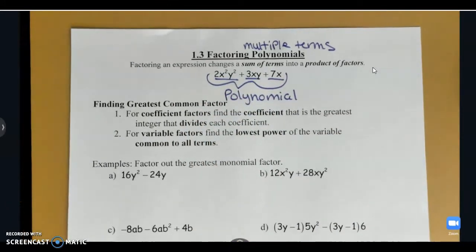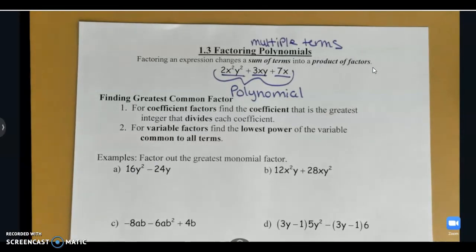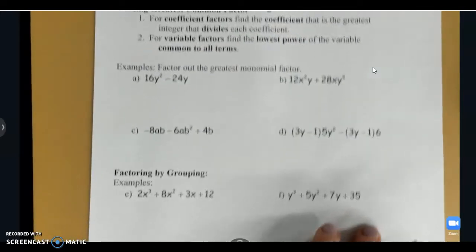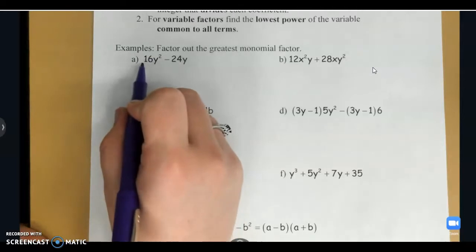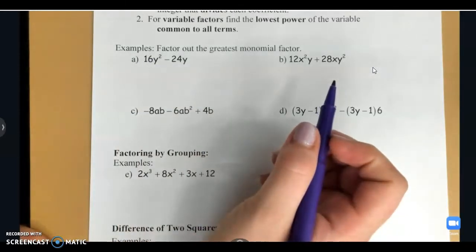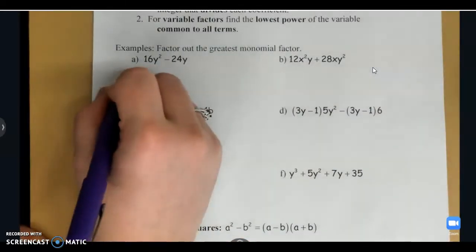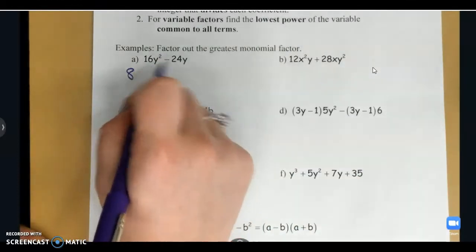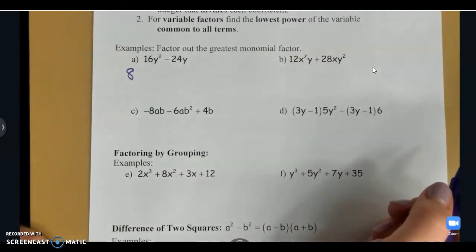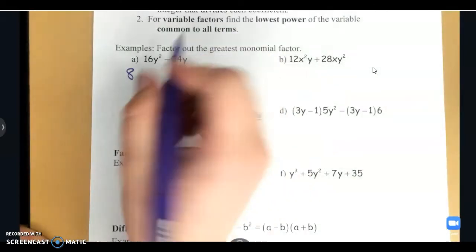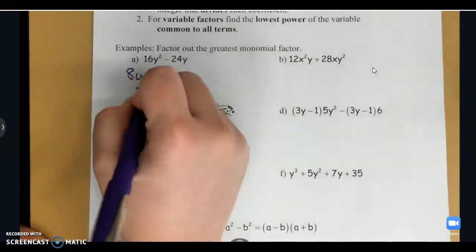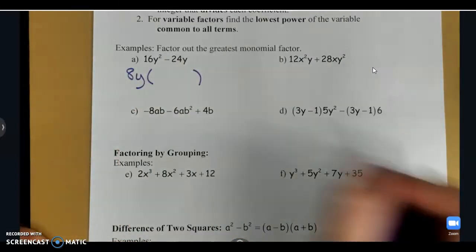So we're going to look at each term, find the greatest factor between our coefficients, and then the smallest power of our variable factors. So on example A, I have between my coefficients 16 and negative 24. My greatest common factor there is going to be 8. And then between y squared and y, my smallest power is just y to the 1. So 8y is what I'm going to take out of each of those.